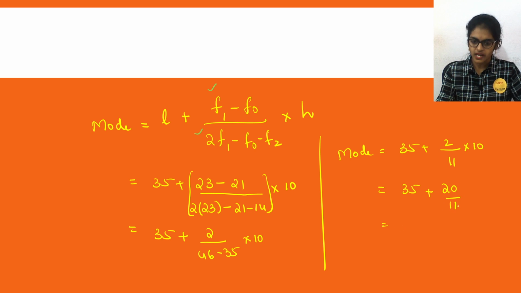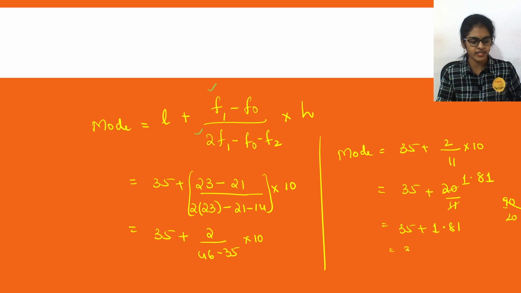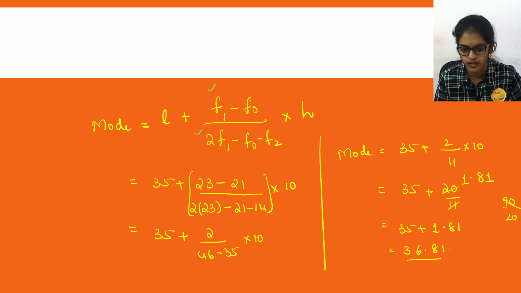Now let's convert this 20 by 11 into decimal form. So this is 35 plus 11 ones are 11. Okay, and 20 minus 11 is you have a 9 as remainder. So let us put a decimal point and take 90. So 11 8s are 88. 90 minus 88, you have a 2 as remainder. Let us take one more 0. Okay, so you will have 11 ones are 11. I'm taking 2 decimal places only, so 1.81. That is equals to 35 plus 1.81 is 36.81 and so on. Or let us stop it here.